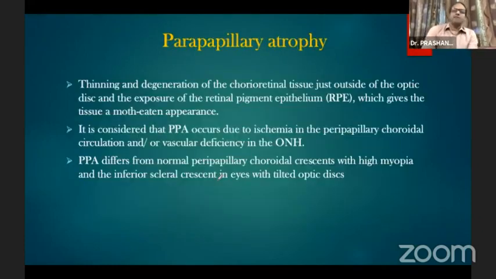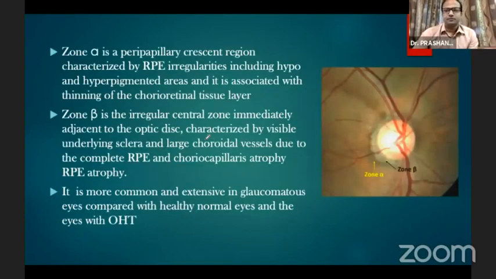Next area is parapapillary atrophy or peripapillary atrophy. These are thinning, atrophy and degeneration of chorioretinal tissue because of ischemia and poor blood supply, that exposes the underlying retinal pigmented epithelium, which gives the tissue a moth-eaten appearance. So PPA, peripapillary atrophy, differs from the normal choroidal crescent that we find in myopia, and also the inferior scleral crescent that we find in tilted optic disc.